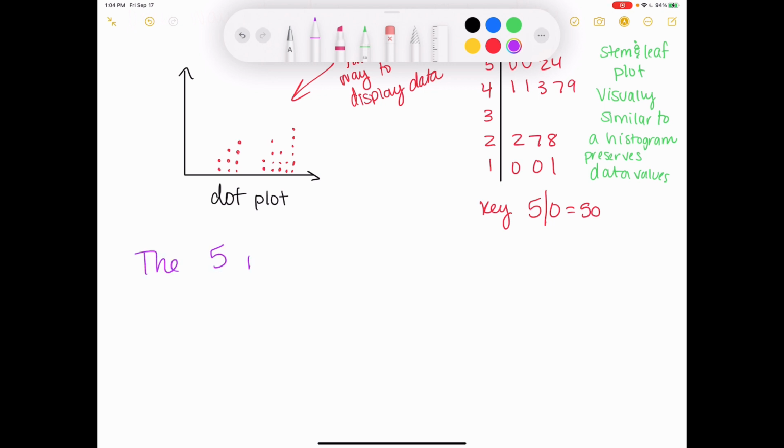The 5-number summary is a useful way to describe data.